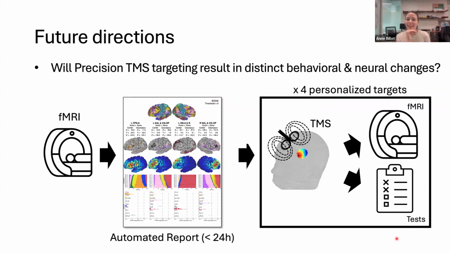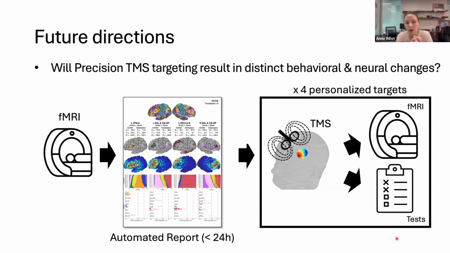So this was just a sneak peek of a larger project, because beyond this prospective or retrospective modeling approach that we have developed, the next question, of course, is to know whether precision TMS targeting results in distinct behavioral and neural changes across the networks targeted, because it's nice to model how the networks will be engaged, but it's better to actually see if that matters and if there are differences in actually how the networks are changing, and if that changes behavior.